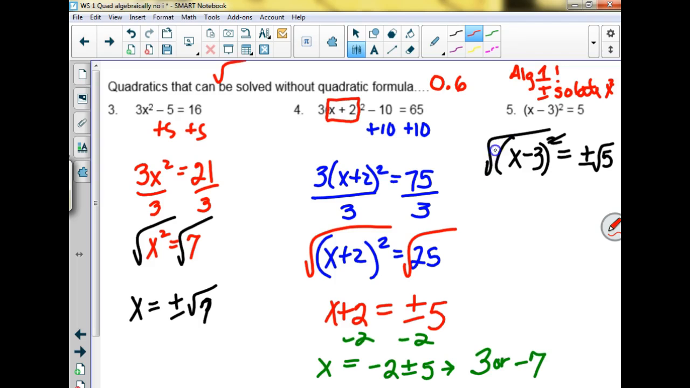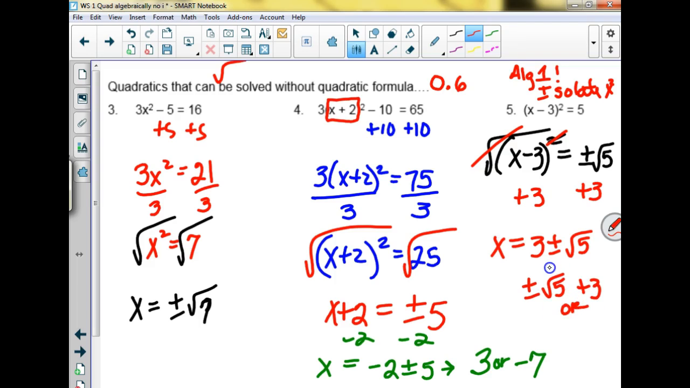So I have just x minus 3 over here. Those undid each other. So I need to add 3 to both sides. I would write it 3 plus or minus the square root of 5. You could write it plus or minus square root of 5 plus 3. This is okay, but you have to be careful. The plus or minus is on the square root, right? And it's not times 3.